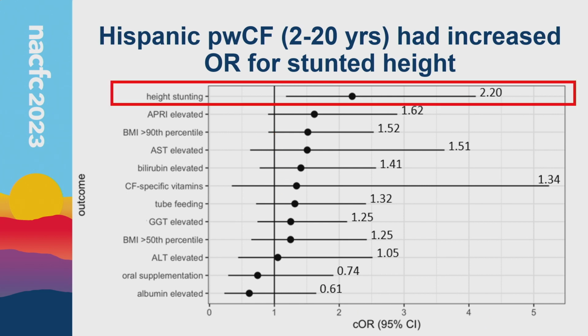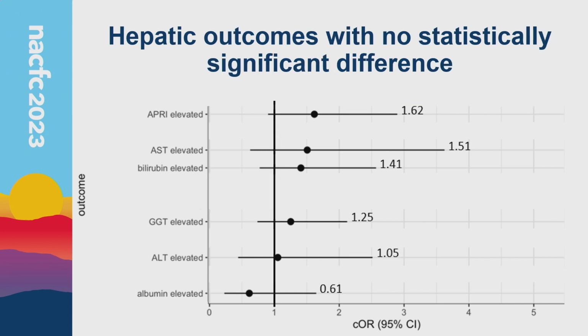All right, so now that we're oriented, we found that Hispanic people with CF, ages 2 to 20 years old, had an increased conditional odds ratio of ever having a stunted height, which we defined as a Z-score less than -2. And the p-value for this was 0.013. So moving on to our liver findings, while the hepatic outcomes were not statistically significant, the majority of liver outcomes did have a conditional odds ratio greater than 1.